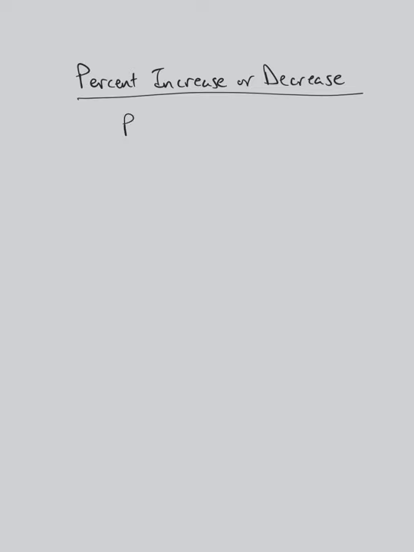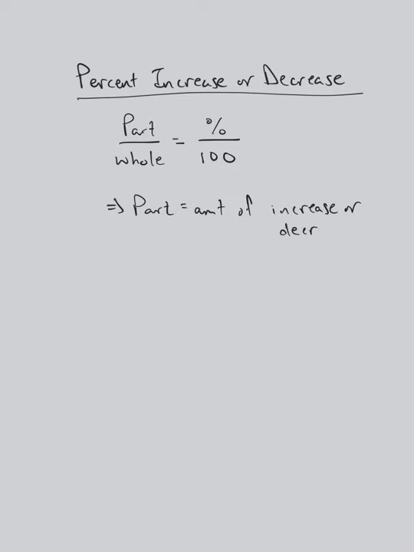So whenever we start working with this, we still have the idea of the part over the whole equal to the percent over 100. But the key thing to understand here is that the part is the amount of increase or decrease, depending on what's going on, and then the whole is where you started at, so it's the starting amount.